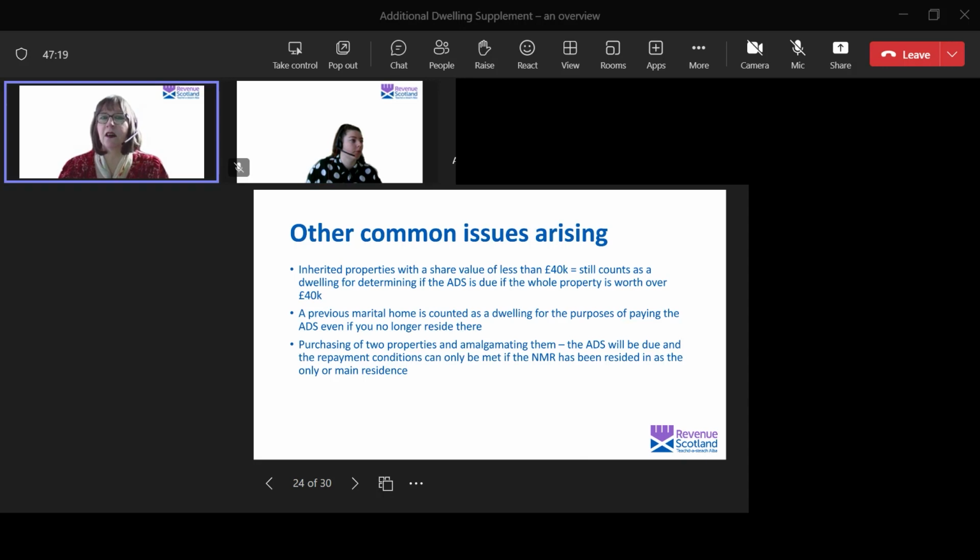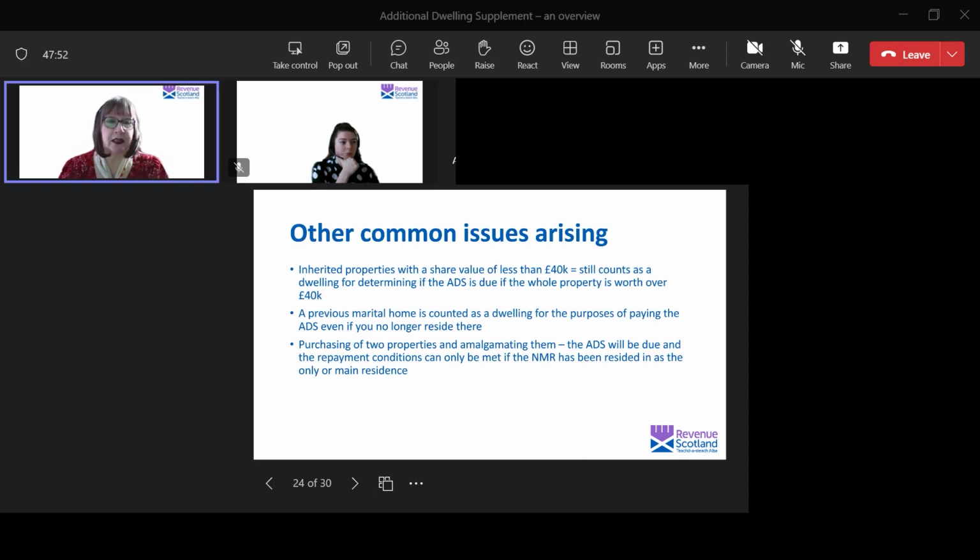So this one isn't buying next door and amalgamating, but this is purchasing two properties at the same time and amalgamating. The ADS will be due and the repayment conditions can only be met if the new main residence has been resided in as the only or main residence. So purchasing two properties and amalgamating them, there is an argument here that there was never any intention to use either property alone as a main dwelling, and the intention being for them to become one.